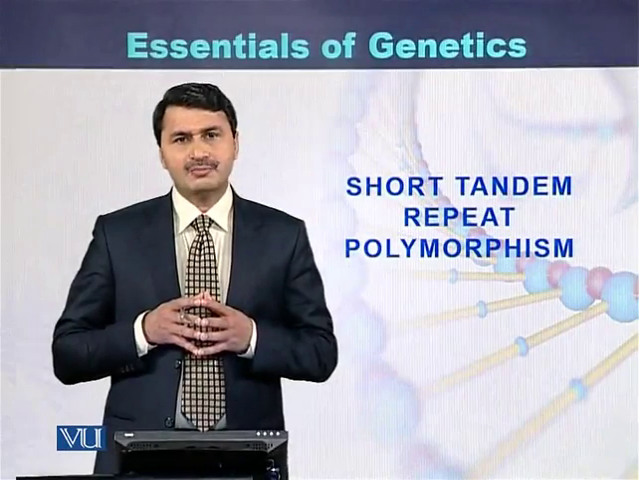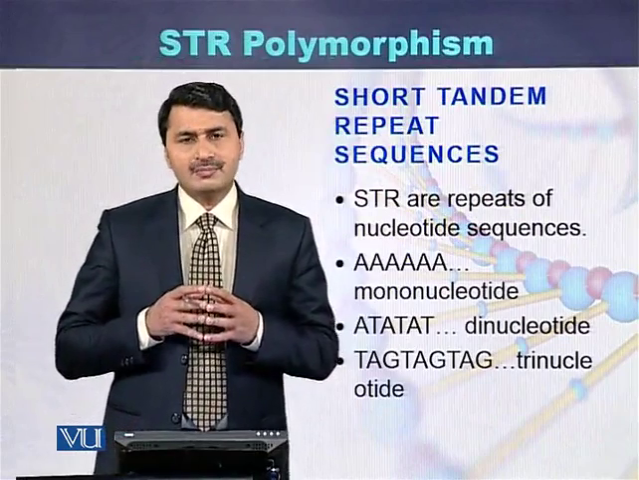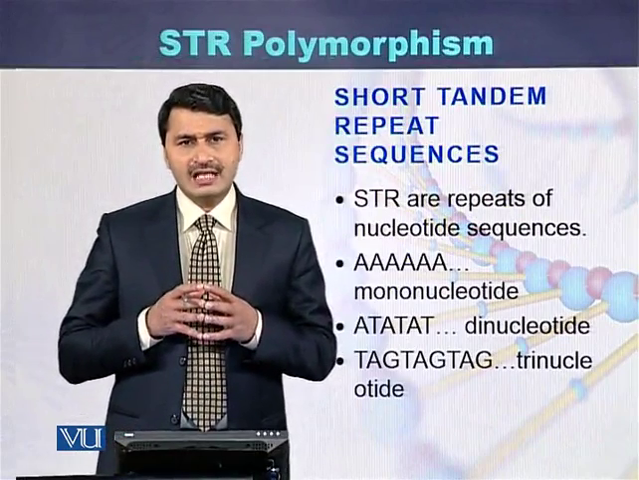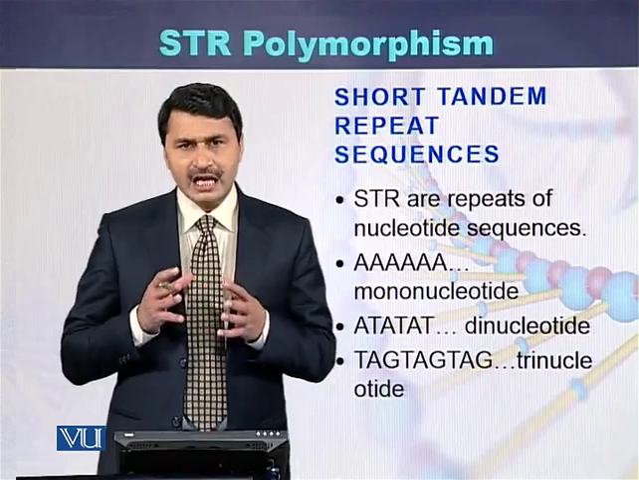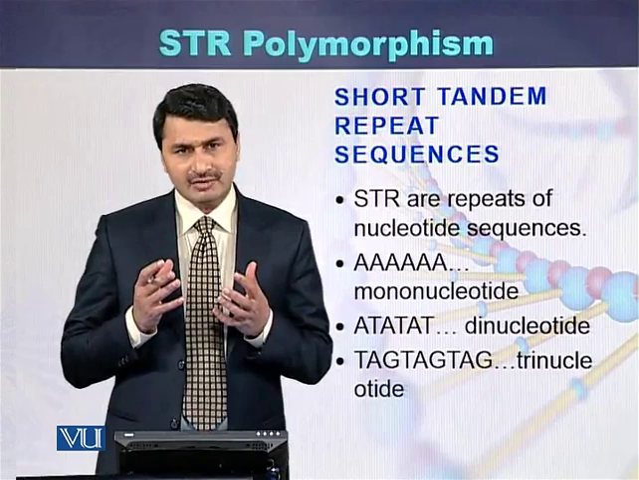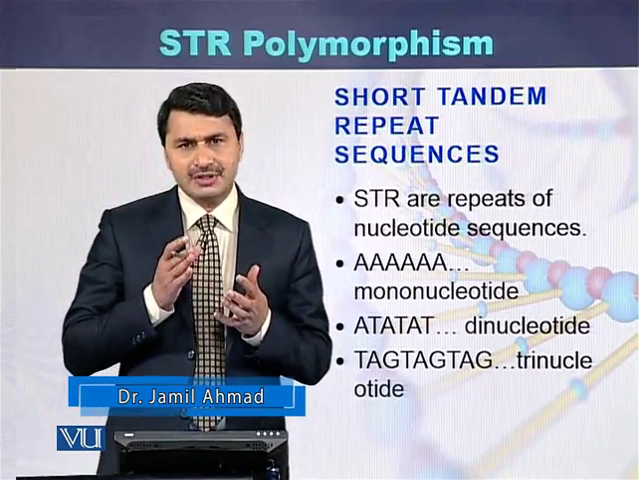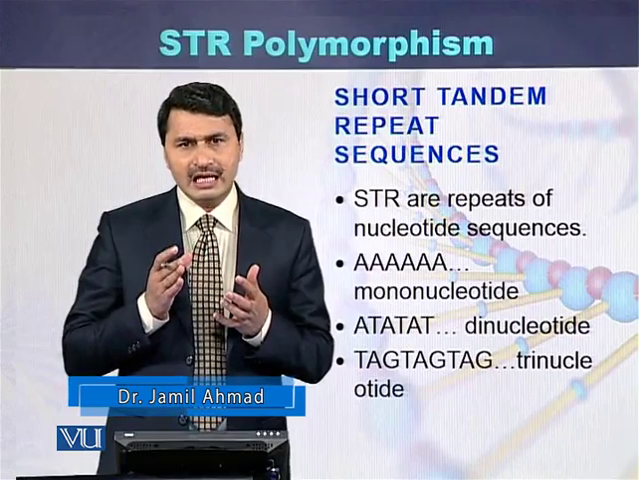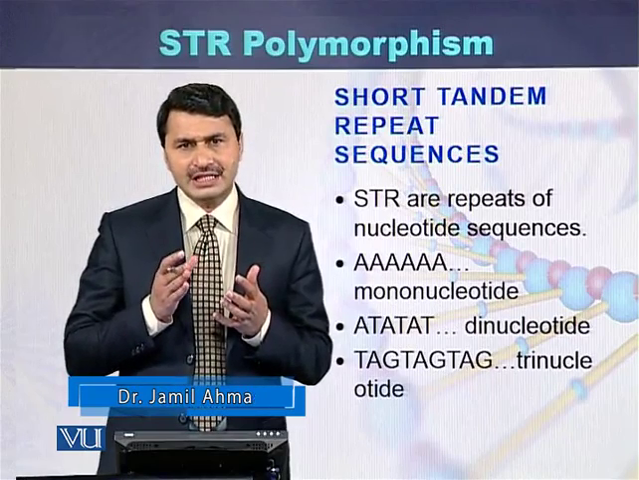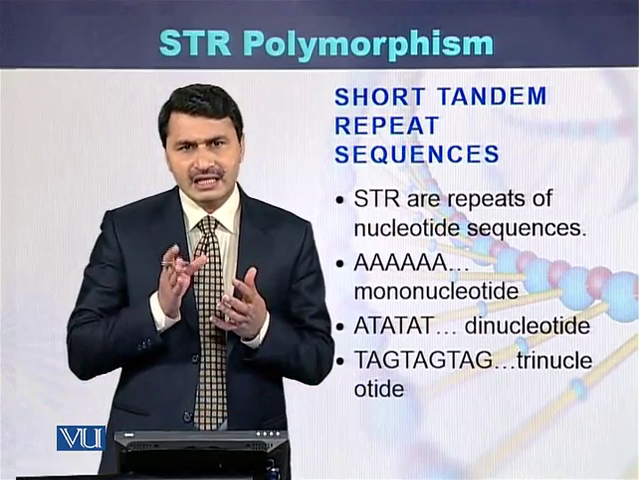Short tandem repeat polymorphism. Short tandem repeats are also called simple repeats. They can be in the form of mononucleotides or dinucleotides. A mononucleotide is just the repetition of a single nucleotide. Like if we take the example of adenine, adenine will be repeating each time, A.